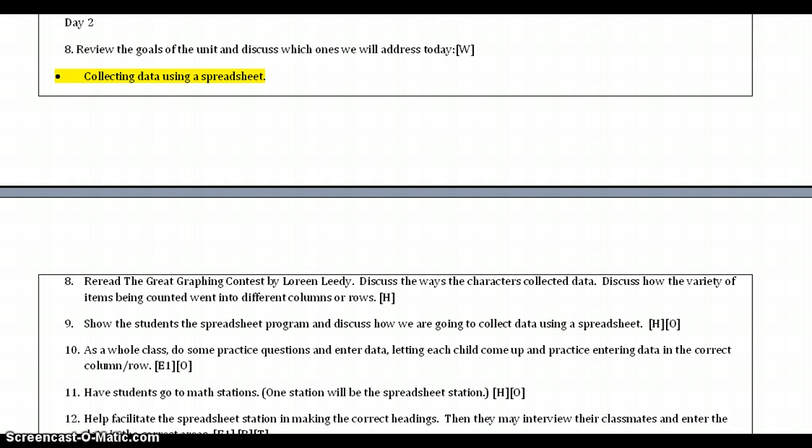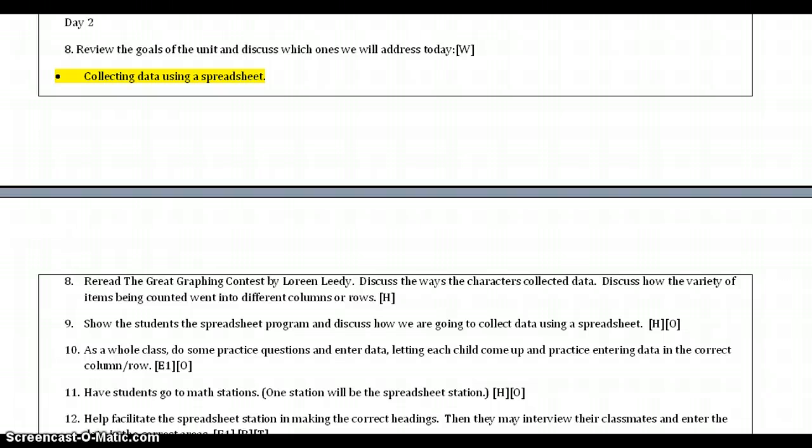Alright, so the second day and third day are the bigger ones that take a lot more patience. Those are going to be the days that we're actually working on the spreadsheets. So in day 2, we're going to review the goals, discuss which goal is going to be the main highlight of the day. Today it's going to be entering the data into spreadsheets. So I'd start off talking about the goal and then read The Great Graphing Contest again, and this time we're going to discuss the way the characters collect the data.